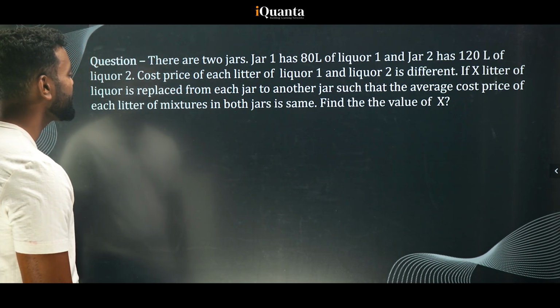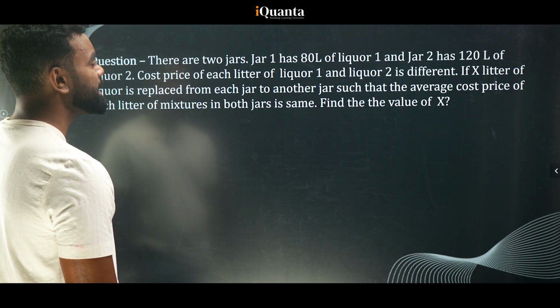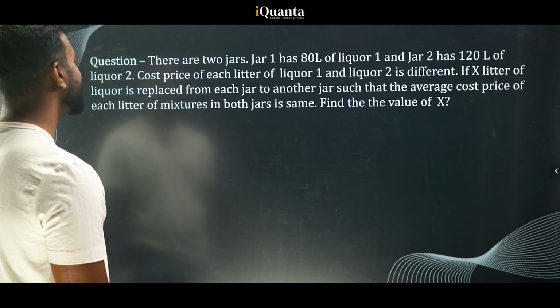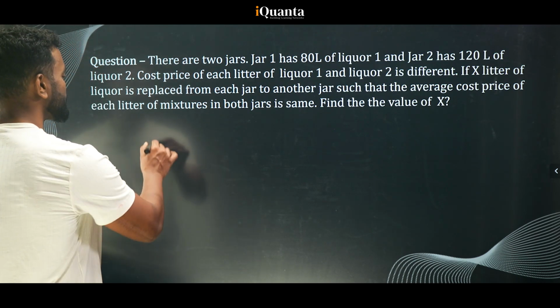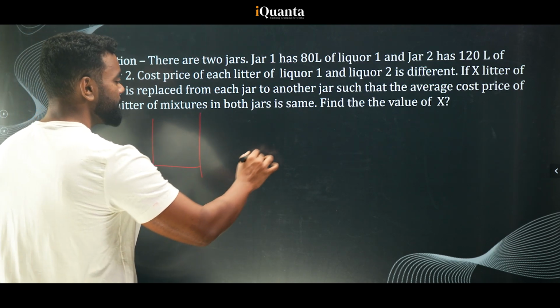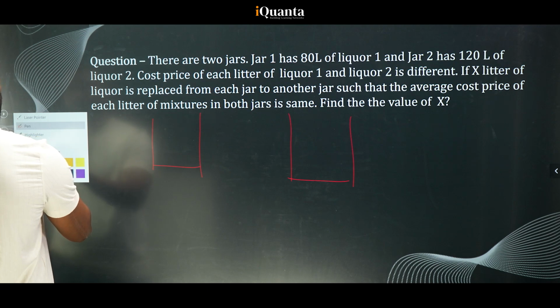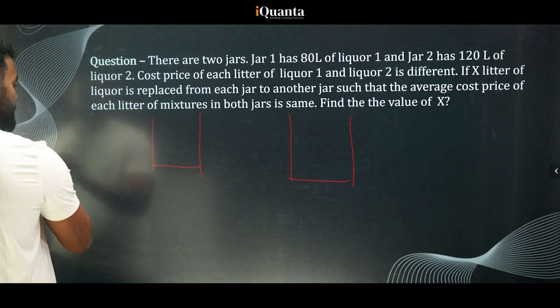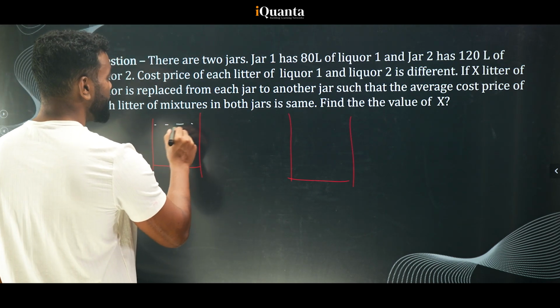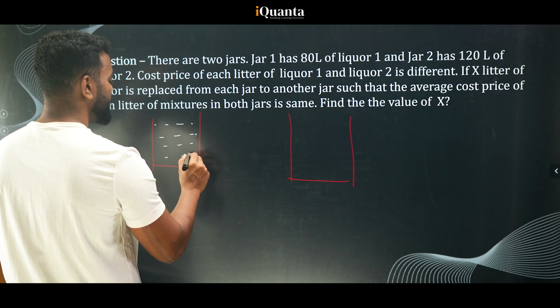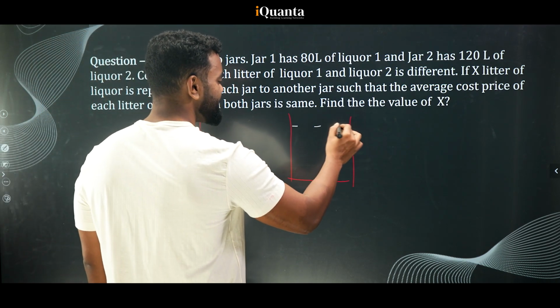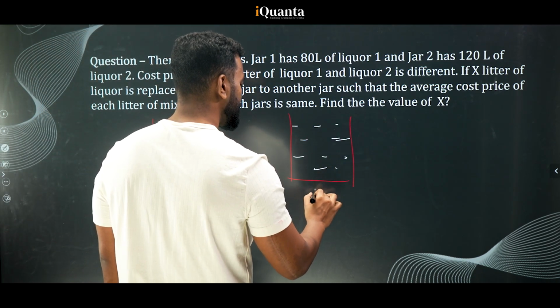Now to solve this type of question, jar one has 80 liter of liquor and jar two has 120 liter of liquor. So think about it this way. This is, let's say, the 80 jar, and this is the 120 jar. Both jars are 80 and 120. Now this is liquor 1, this is liquor 2.